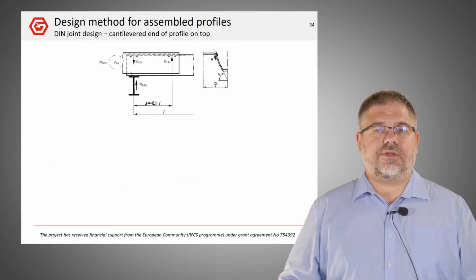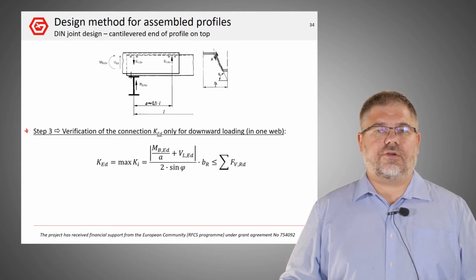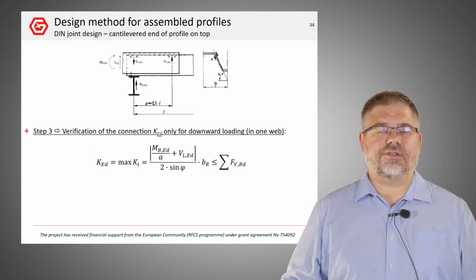The third step is the verification of the connection, only for downward loading, and determining the parameter K. The verification consists of calculating the maximum value of K for each web and checking that this value doesn't exceed the total shear resistance of the screws. To do that, the applied moment on support and shear force are necessary.